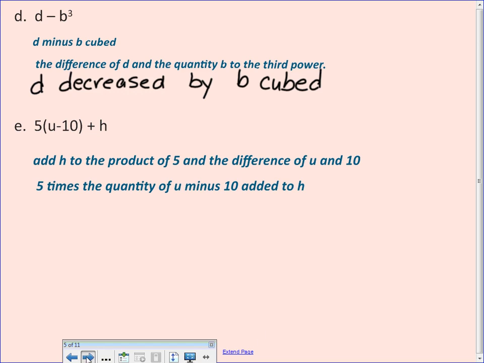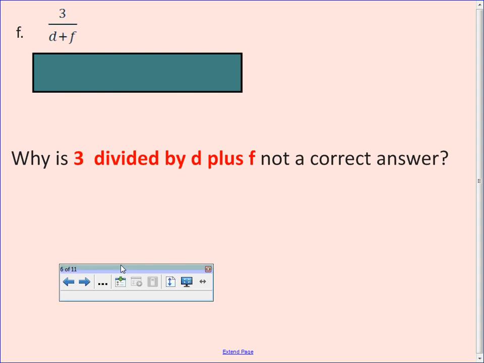Okay, let's try the next page. We have a fraction. We know that the fraction bar means division. This is what we worked on Friday. So how could we say that? Beautiful. 3 divided by the sum of D and F. What else? What else could we come up with?